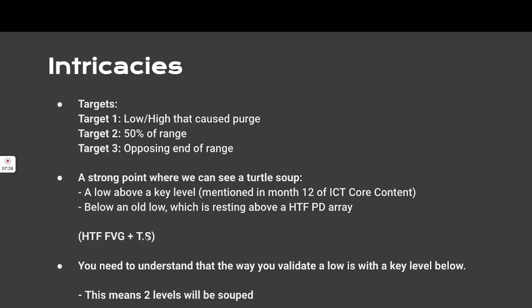Higher time frame FVG plus a lower time frame turtle soup. This is what I mentioned in the previous slides. You need to understand that the way you validate a low is with a key level below it or above it. This means 2 levels will be souped, both levels of which should be drawn on your chart. The first level is the key level, and the second level is a lower time frame low or high. The shift in market structure is only valid in 2 separate situations. Number 1, an SMT is forming at a key level, or number 2, a key level by itself.